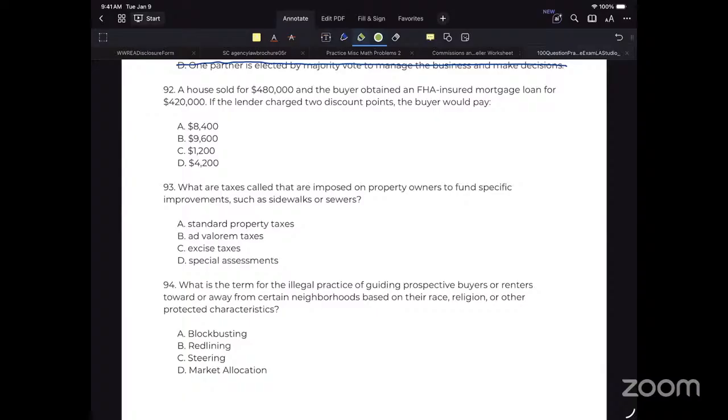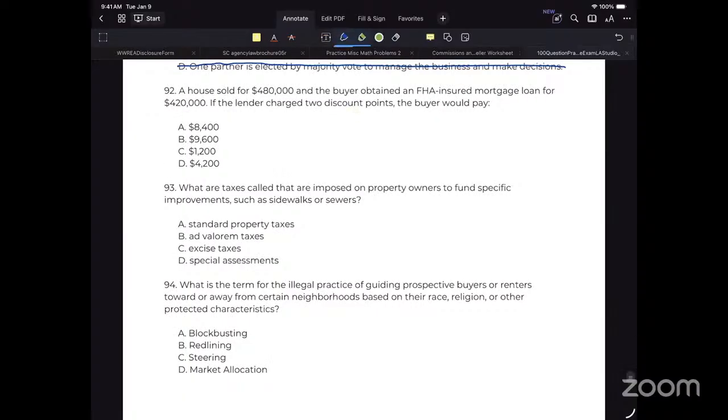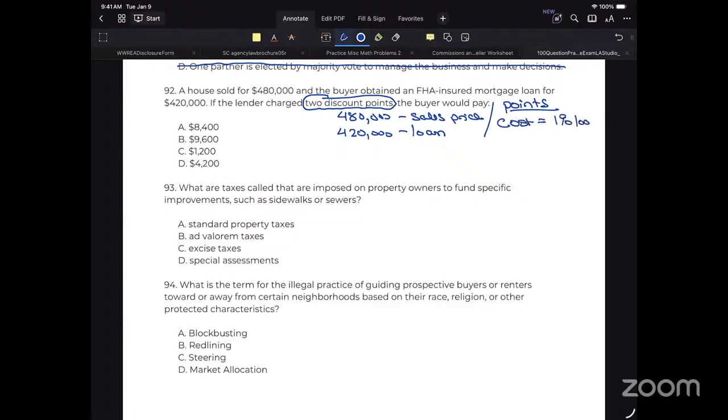But we got a house that's sold. So the sales price was 480. And we have a loan for 420. And we're looking for 2 discount points. What do we know about discount points? When it comes to points, points cost somebody 1% of the loan for each point. So I should just say 1 point. 1 point will cost you 1% of the loan amount.